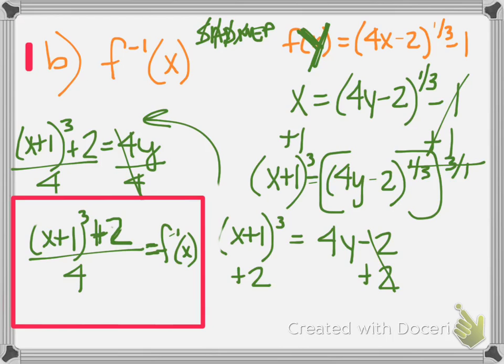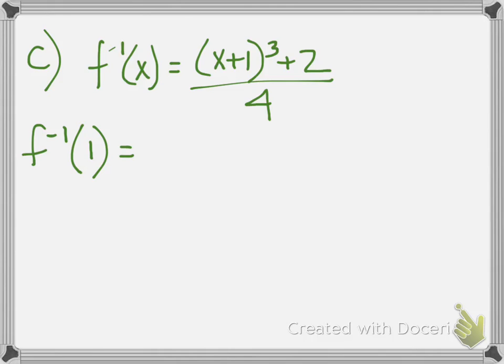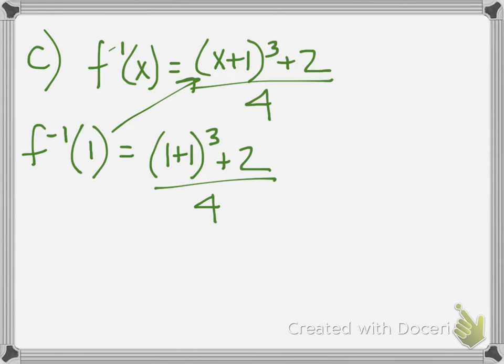For C, we're using the inverse function and plugging in a 1. So for C, I'm going to use that inverse function that I just had, which was f -1 of x equals x plus 1 to the 3rd plus 2 divided by 4. And for C, I'm plugging in f -1 of 1. So I plug in the 1 into the inverse for x. So this becomes 1 plus 1 to the 3rd power plus 2 over 4.